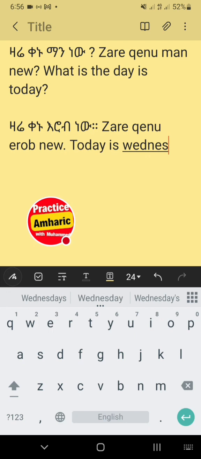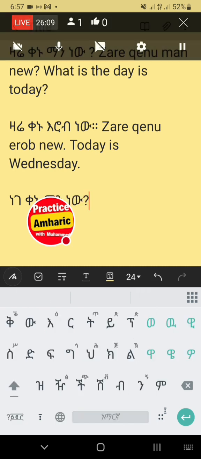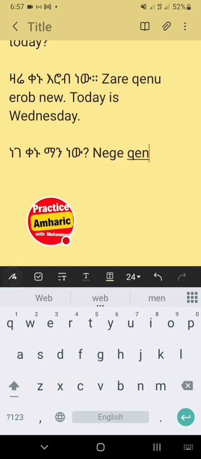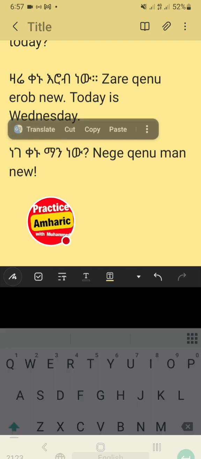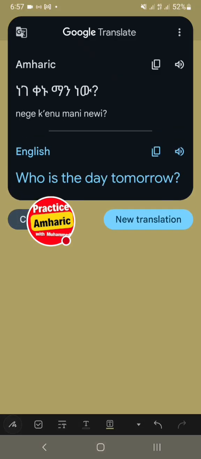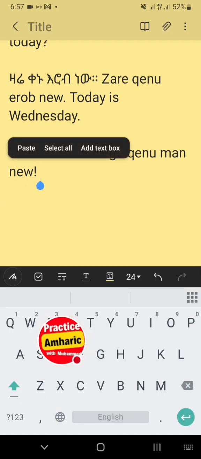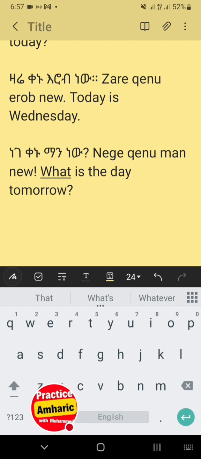Today is Wednesday. ነገ ቀኑ ማን ነው? Let me translate it into English because I don't know it. Who is the day tomorrow? What will be the day tomorrow? What is the day tomorrow? I don't know how to say this in English, but you understand what I mean. What is the day? What is the next day? ቀጣዩ ቀን ማን ነው?